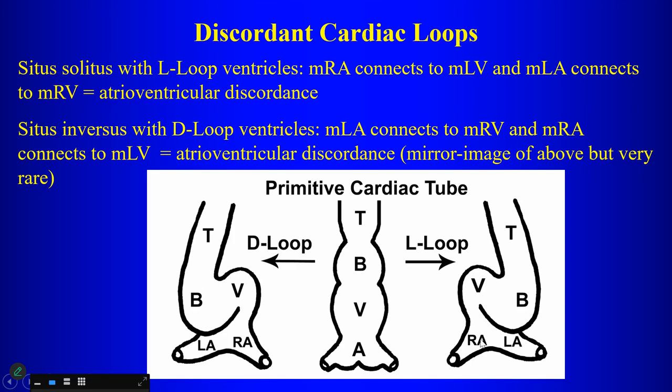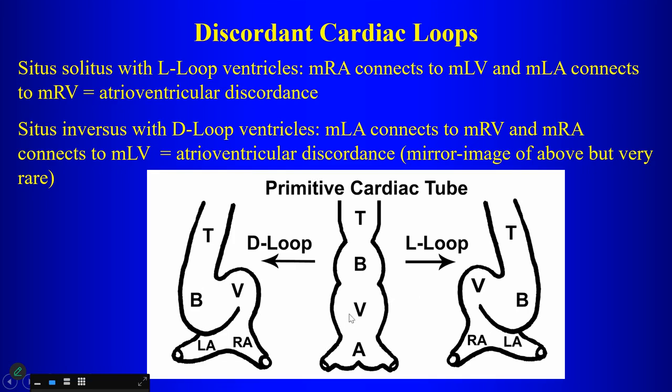So this is the key to understanding how we get L transposition. With situs solitus, if we have L transposition, we have atrioventricular discordance. Okay? I haven't talked about what transposition means yet. The D and the L, when we talk about that, refers to the cardiac looping, really. D and L refer to the cardiac looping.